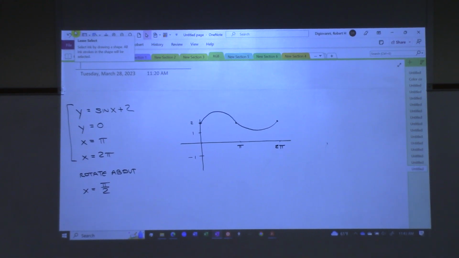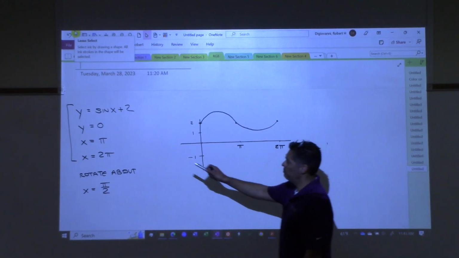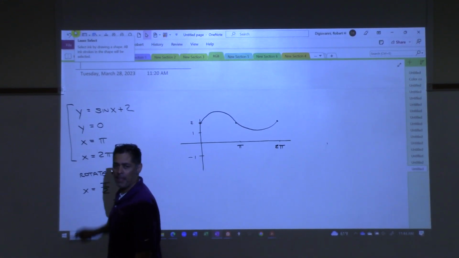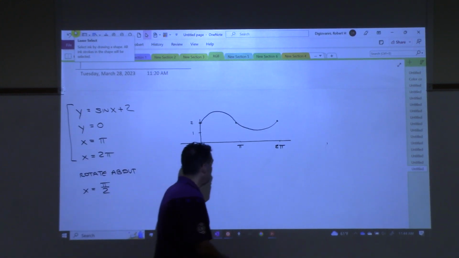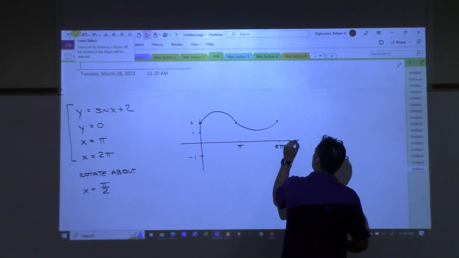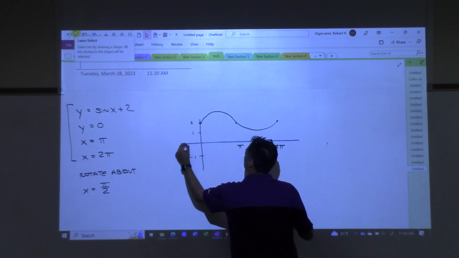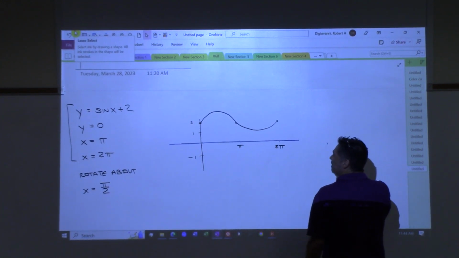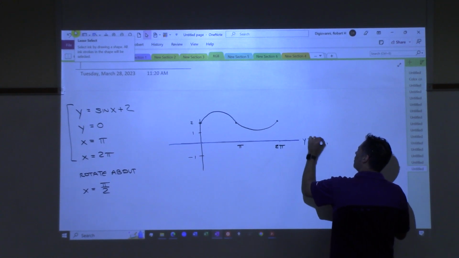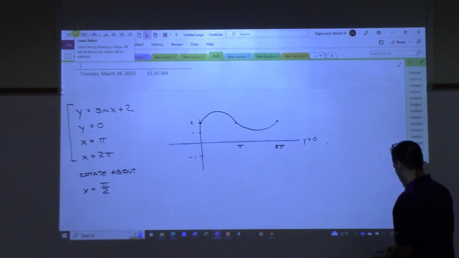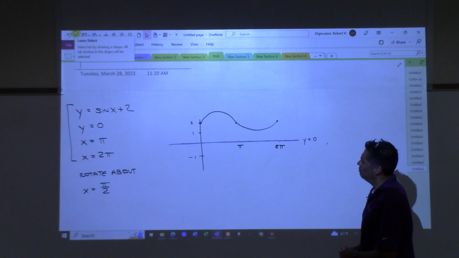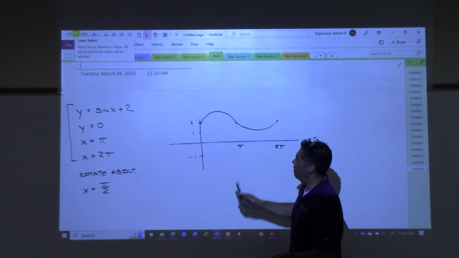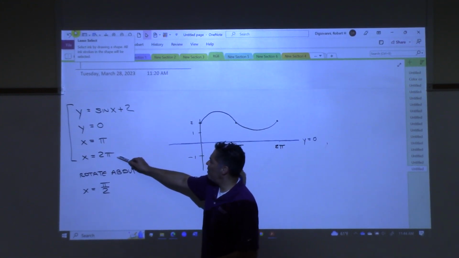And then y equals 0 is what? The x-axis. So that's the x-axis. I'm going to label that here. It'll be our blue right here. This is y equals 0. And then a vertical line through pi, and a vertical line through 2 pi.